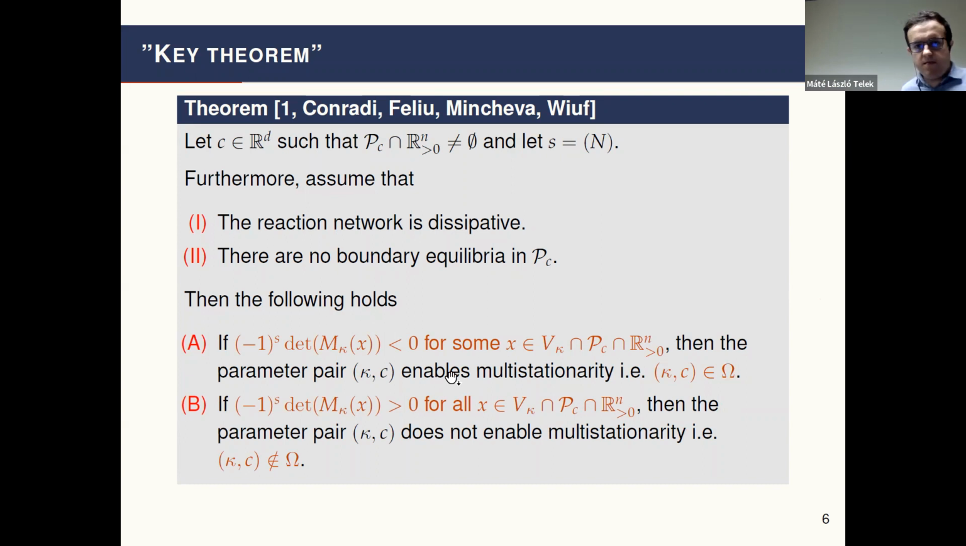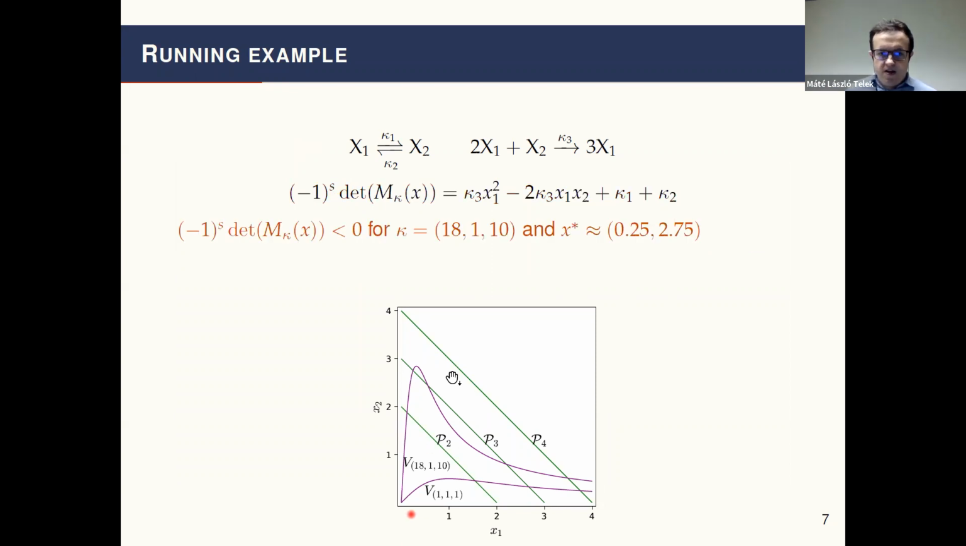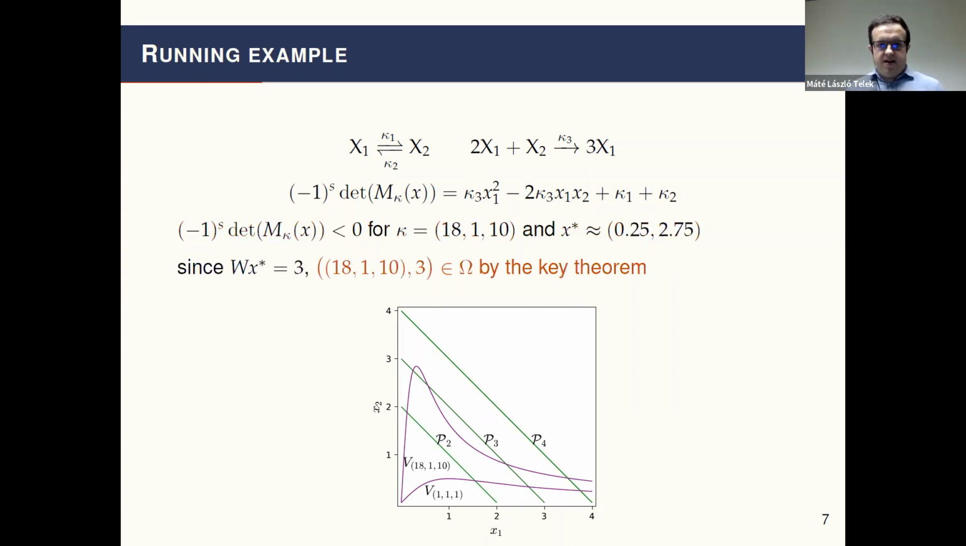If you go back to the running example, then the determinant of this matrix looks something like this. And if I pick a point on the steady state variety, let's say I pick the point 0.25 and 2.75, then I can evaluate the determinant. I get a negative number. So the key theorem tells us that the pair kappa and c lies in the parameter region of multistationarity. And this is exactly what we see here in the picture. We have multiple steady states. We have 1, 2, and 3 steady states.